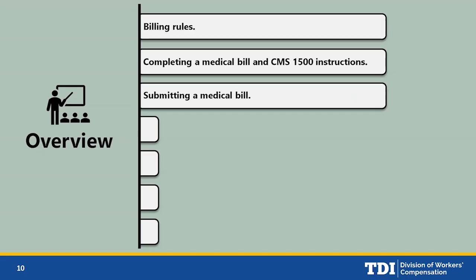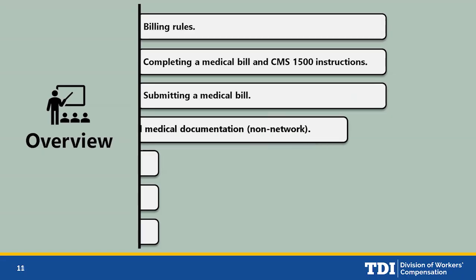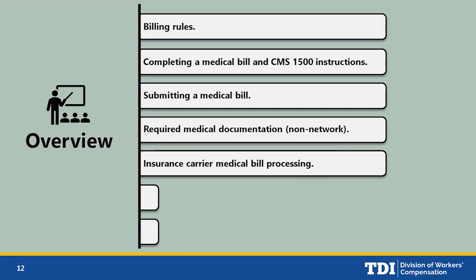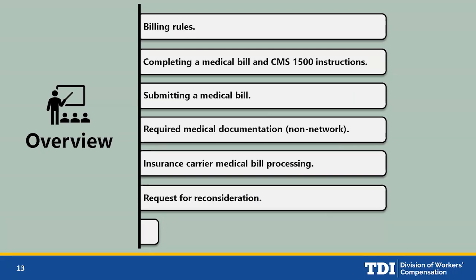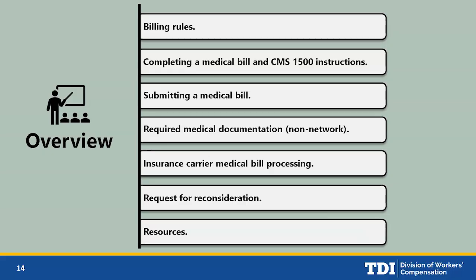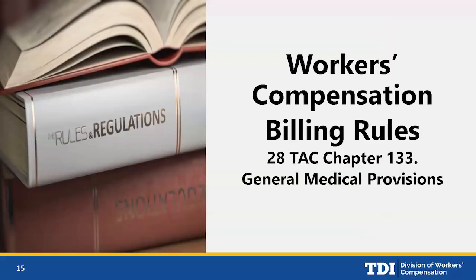Once your bill is complete, how do you submit the bill? What medical record documentation are you required to send with the bill? And this would be for non-network claims. We'll talk about what the insurance carrier does with the bill once received and what you will need to do to appeal the carrier's response or EOB, also known as a request for reconsideration. And we'll go over other resources.